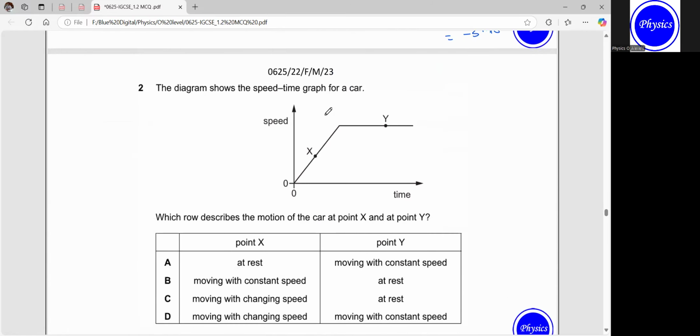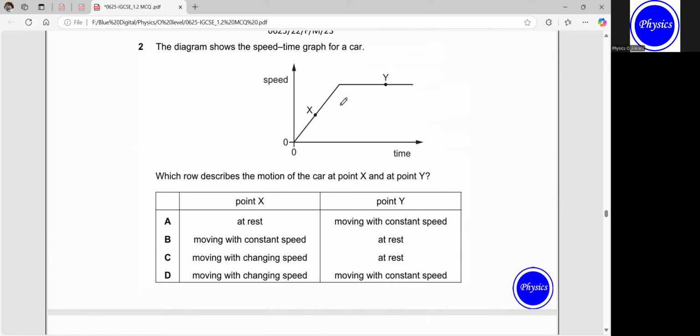Okay. The diagram shows the speed time graph for a car. Which row describes the motion of the car at point X and point Y?